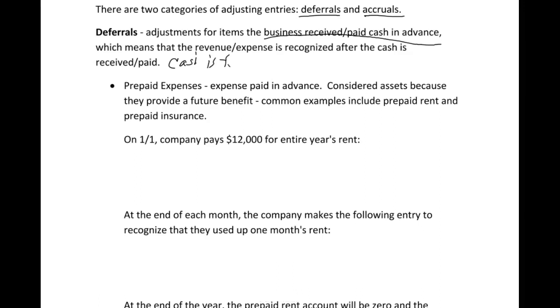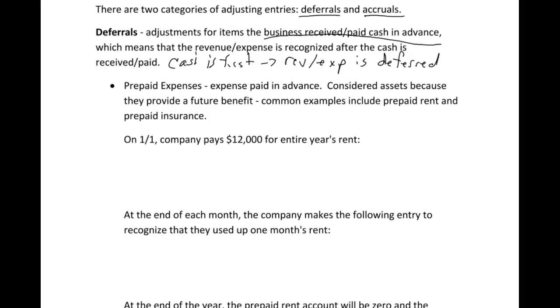Cash is first. And then our revenue or expense, depending on whether we're looking at revenues or expenses, is deferred. That's the whole point of deferrals. The revenue or expense is deferred to the end of the period, and that's when we'll recognize it. All right, so there's 3 main types. We have prepaid expenses, we have unearned revenues, and we'll also talk about supplies, which is basically a prepaid expense.